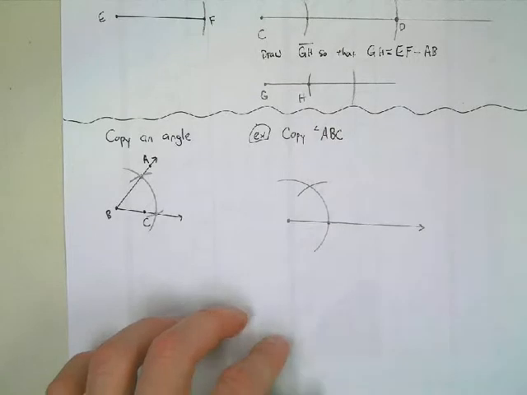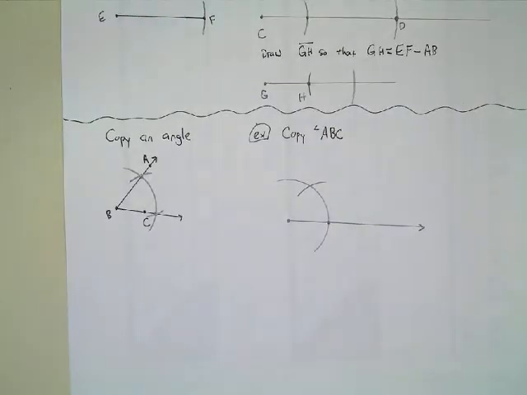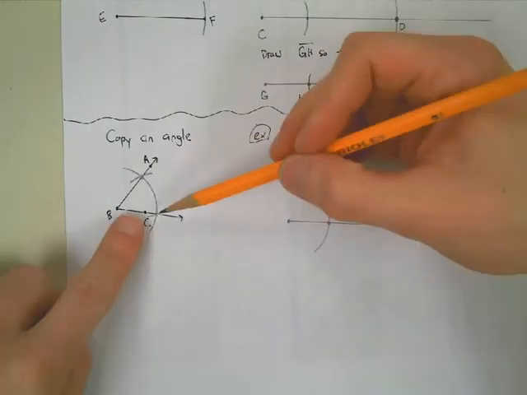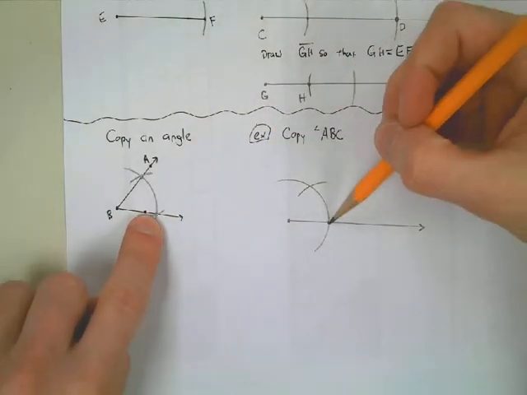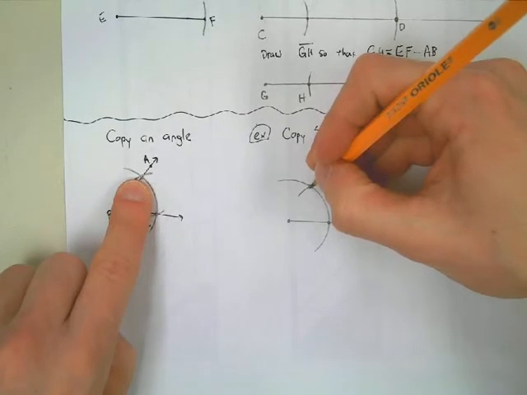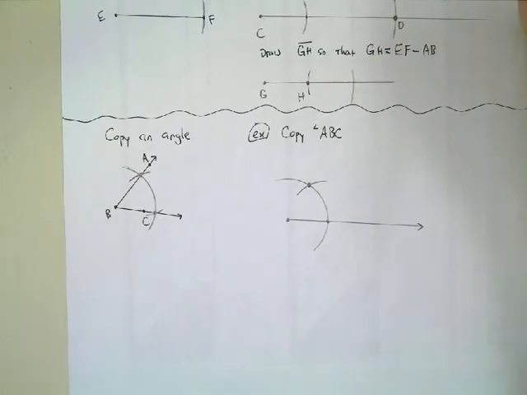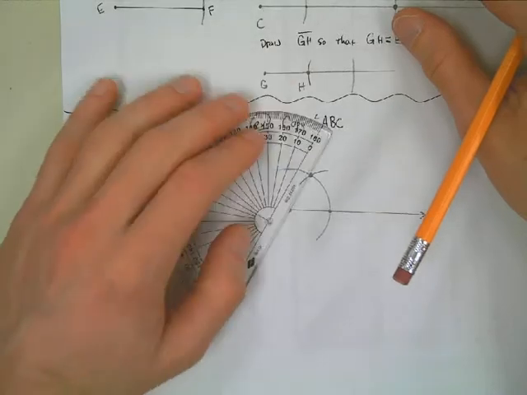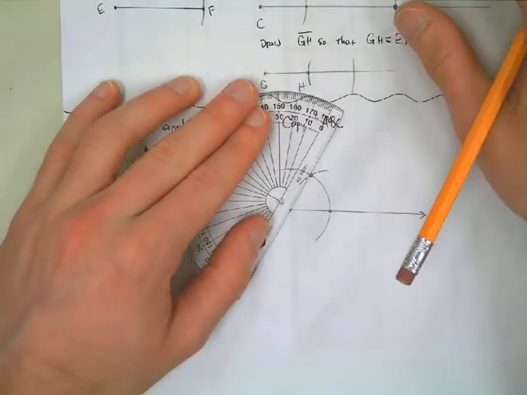All right, so now we've got these matching points, and then we've created a matching point right here, where those swipes intersect. And now how can we finish drawing our angle here? Yep, just use your straight edge and connect the dots. Connect the dots. Voila.